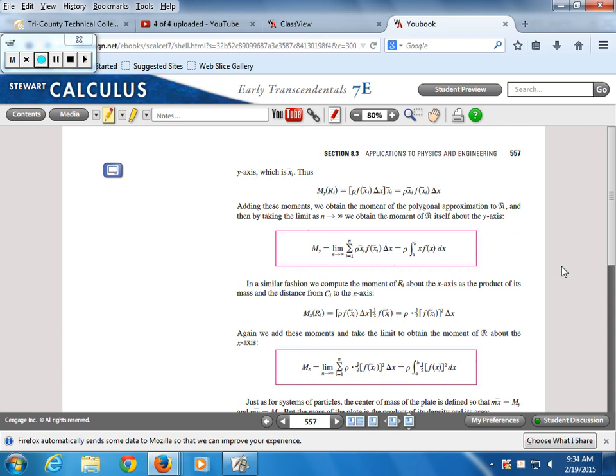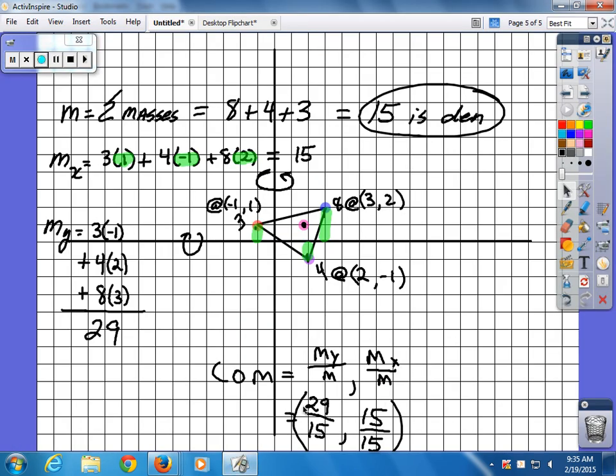All right, so write those down, and then the moment that goes in the denominator is rho times the antiderivative from a to b of f of x dx. And all you've got to remember is this part right here. What is the moment around the x-axis? It's the moment around the y over the m. What is the moment around the y-axis? It's the moment around the x over the m.